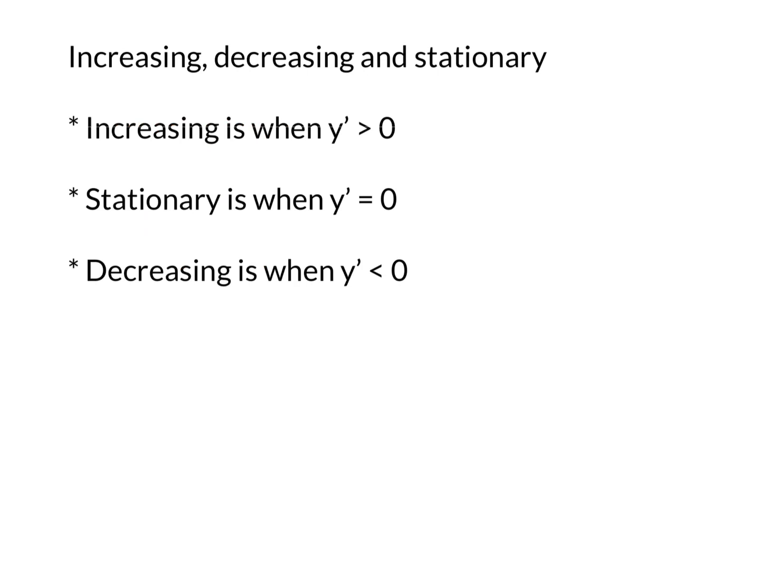And finally, introducing 3 new words: increasing, decreasing, and stationary. So increasing is when the gradient, or y dash, is greater than 0, or the differential is greater than 0. Stationary is when y dash, or the differential, is equal to 0. And decreasing is when y dash, or the gradient, is less than 0.